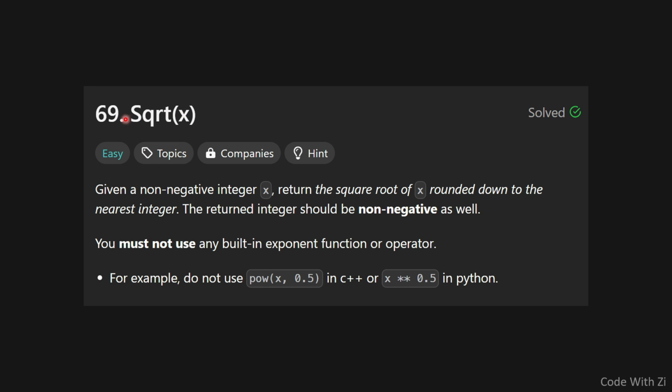In today's video, we gotta calculate the square root of a number. Why? Well, because that's what LeetCode 69 Square Root is asking us to do. As you can see, it says, given a non-negative integer x, return the square root of x rounded down to the nearest integer. The return integer should be non-negative as well, and here it clearly says that we must not use any built-in exponent function or operator.